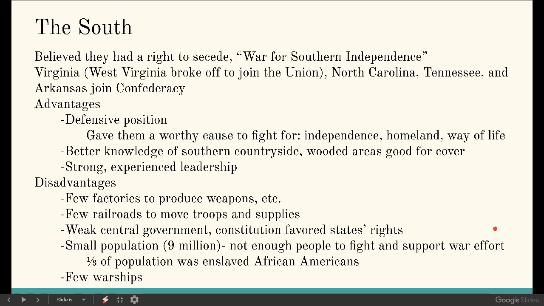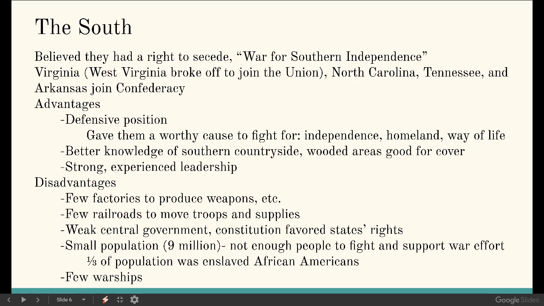Now, the South believed they had a right to secede. They called the Civil War the War for Southern Independence. And we get our other 4 states. We had our border states, and then we have Virginia, North Carolina, Tennessee, and Arkansas, who did not join the Confederacy right away. They eventually joined. So those are going to be part of the South as well. Now, Virginia is interesting. Virginia lost the western portion of their state, which eventually becomes West Virginia. And so they break off to join the Union. So we even get some factions within the states themselves.